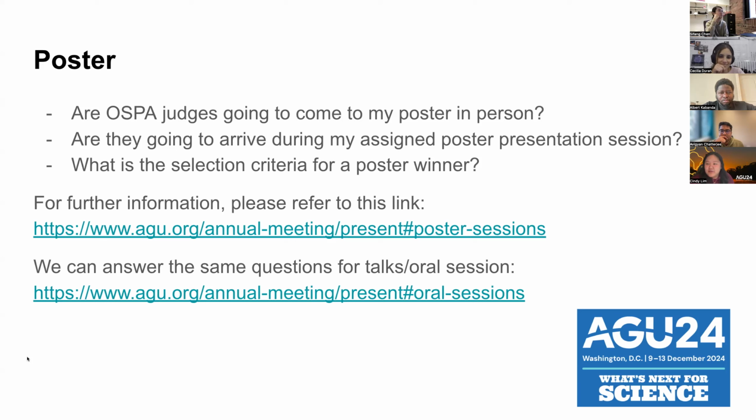I think another good tip, especially for the poster sessions, is please bring a lot of water because you will do a lot of talking. I don't know what the slot is, but it's around a few hours, isn't it? You're just talking constantly to new people, which is great because you're talking about your science, but you also need to take care of yourself.